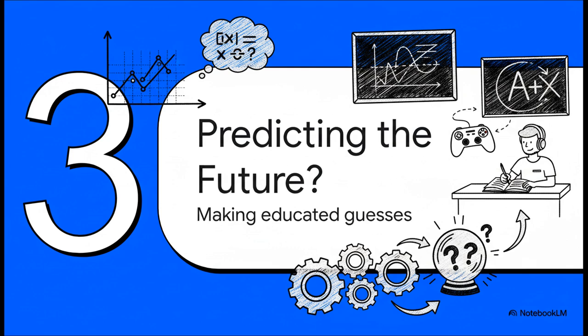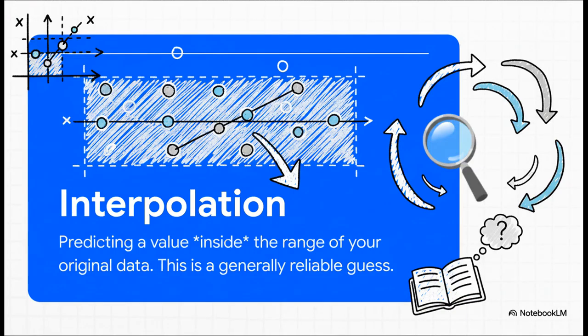The answer is yes. But, and this is a big but, we have to be extremely careful about how we do it. The first way we can predict is called interpolation. Let's say our data covers students who play anywhere from 2 to 15 hours a week. If we try to predict the grade for someone who plays, say, 8 hours, we're interpolating. We're making a guess inside the boundaries of what we've already seen. It's a relatively safe bet.